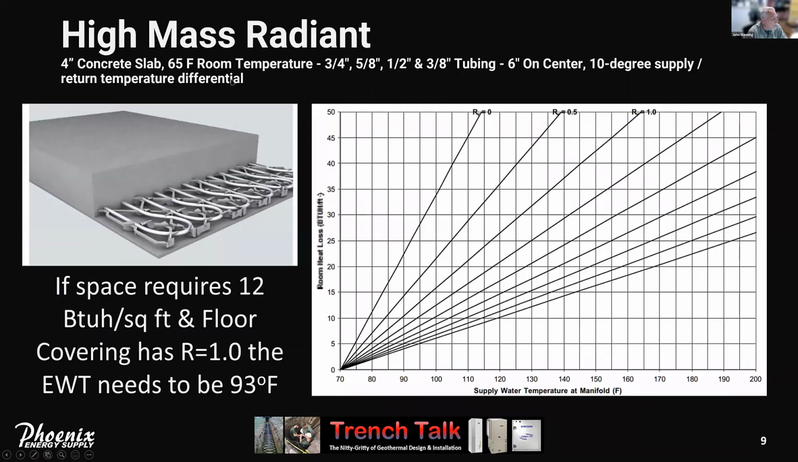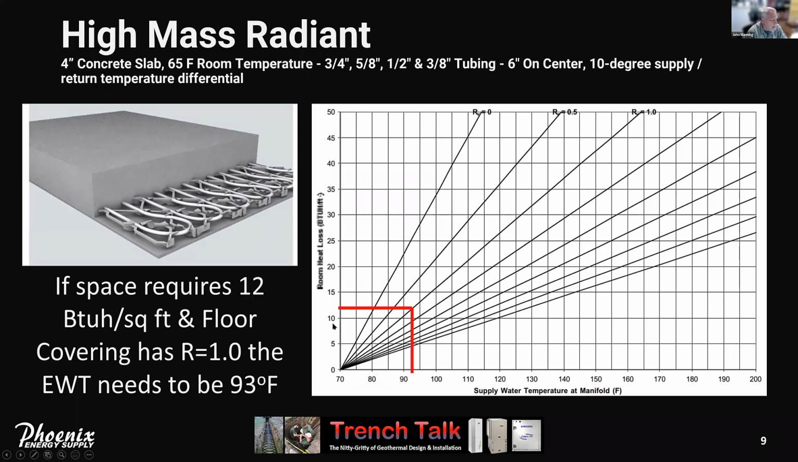Now, let's talk about one of the better ways to do hydronic with geothermal. That's high mass radiant. Typical 4-inch concrete slab, 65 degree room temperature. It really doesn't matter the tubing size except for pressure drop calculations. 6-inch on center, so pretty tightly spaced, a 10 degree differential. So if you've got a well-built house at 12 BTUs per square foot, which is current construction standards according to the code, with an R1 over the surface, the entering water needs to be 93.